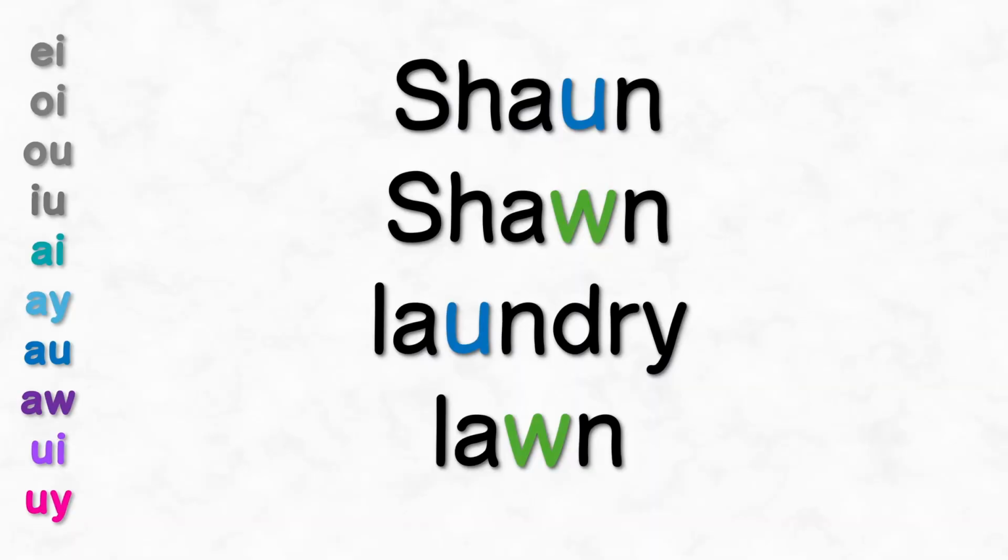For example, the names Sean and Sean, which are both pronounced exactly the same, or the words laundry and lawn. You see how I could just interchange the U and W here when they're following the letter A? So again, I hope it makes sense how the U morphs into the W.